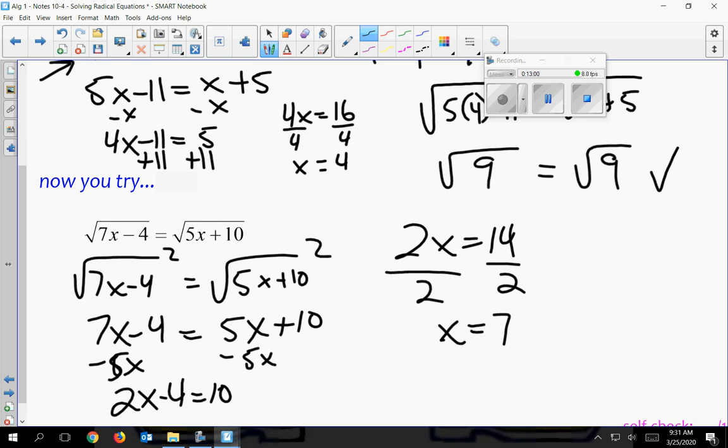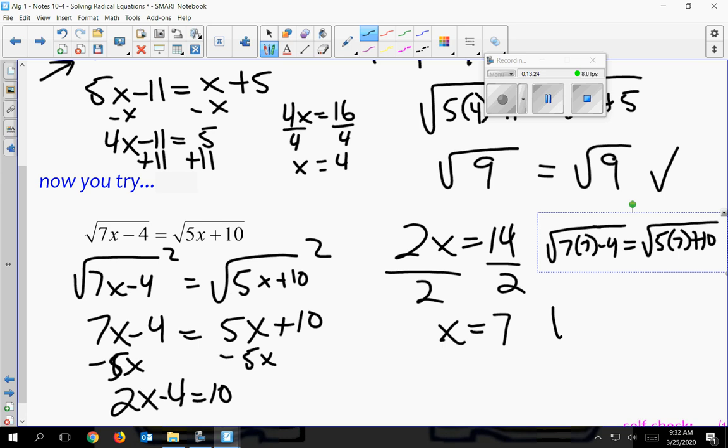I'm going to go back and plug it back in though and see if it works. So 7 times x is now 7 minus 4 equals 5 times 7 minus 10 plus 10, sorry. So I get square root, 7 times 7 is 49. 49 minus 4 gives me 45. 5 times 7 gives me 35. 35 plus 10 also gives me 45.